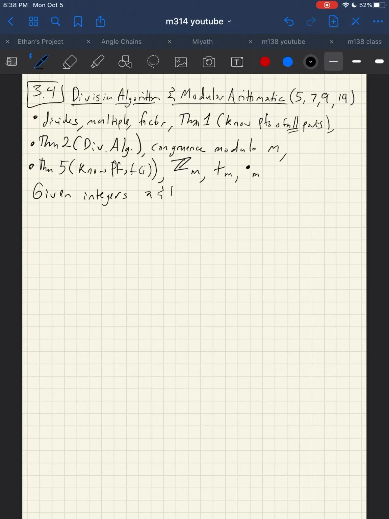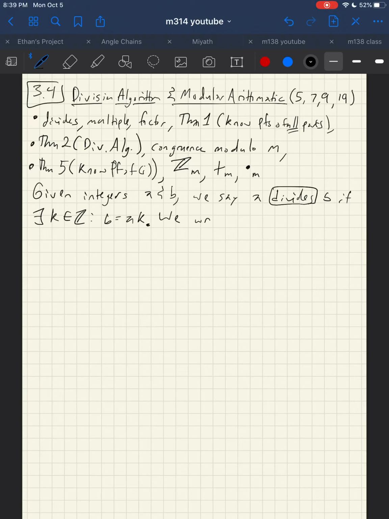Given integers a and b, we say a divides b if there exists an integer k such that b equals ak. Now this should look familiar, because we say that 2 divides b if there exists an integer k such that b equals 2k, right? So we've already discussed even numbers, that is, when 2 divides a natural number or an integer. So now we're doing a more general divisibility criterion.